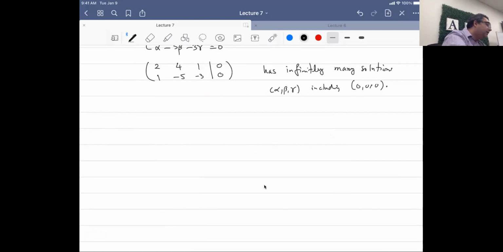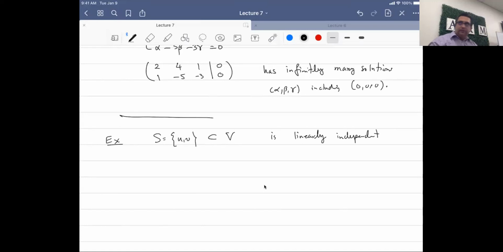Okay, so linear independence. What about 2 vectors? We have 2 vectors inside any vector space. So S is linearly independent. This is a rather simple example. If I give you 2 vectors rather than 3, how can you tell whether they are linearly independent or not? Linearly independent means any linear combination of these two which leads to 0, then the coefficients must be 0, right?